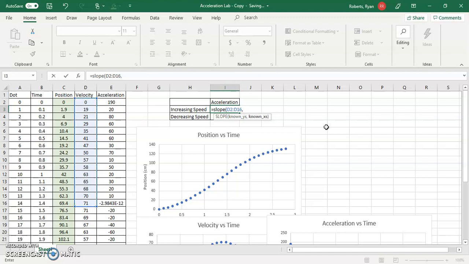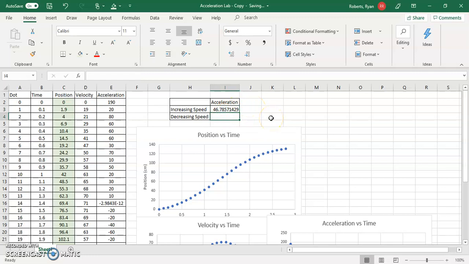And then comma, now I'm going to select my known x values, which are the corresponding time values for the velocity values that I just highlighted. So you see they're both the same sets of numbers here, same span. Close your parentheses, hit enter. That's the slope of just that mini data set. So while I sped up, I had an acceleration of about 46.8 centimeters per second squared.